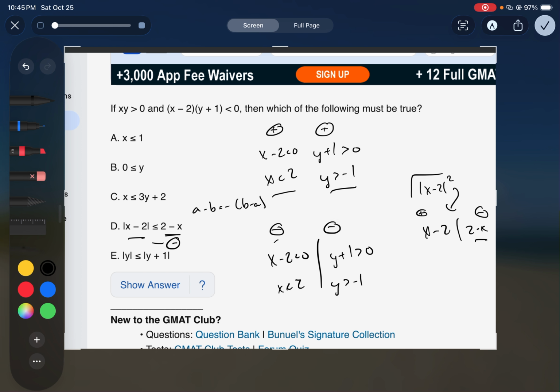So what do we know? x minus 2 is negative. Yeah, that's what we got in both situations. x minus 2 has to be the negative one. That's our one.